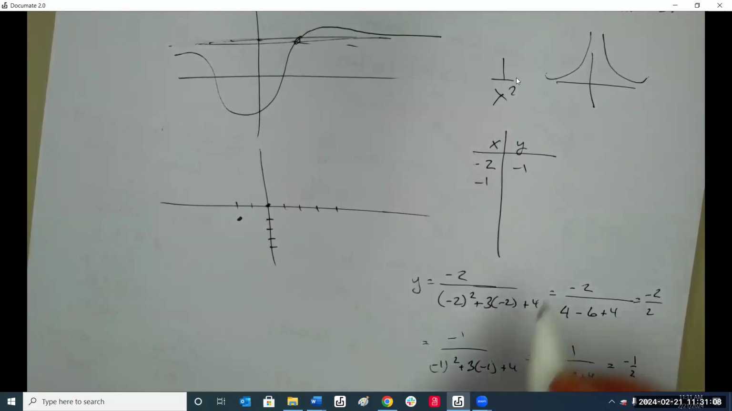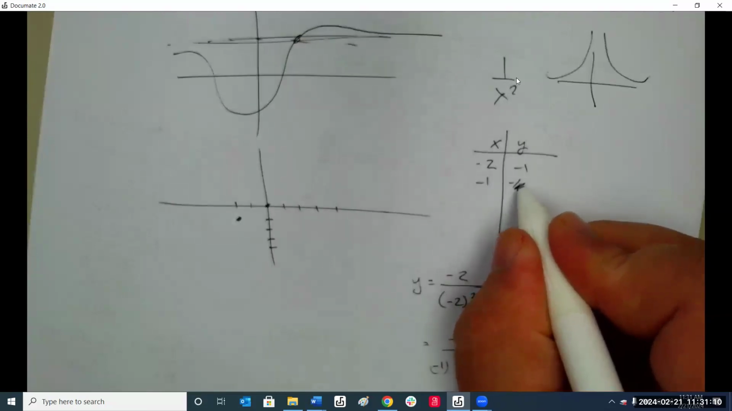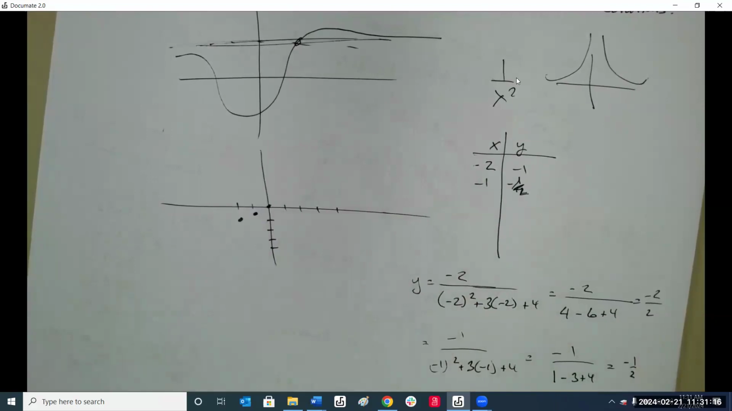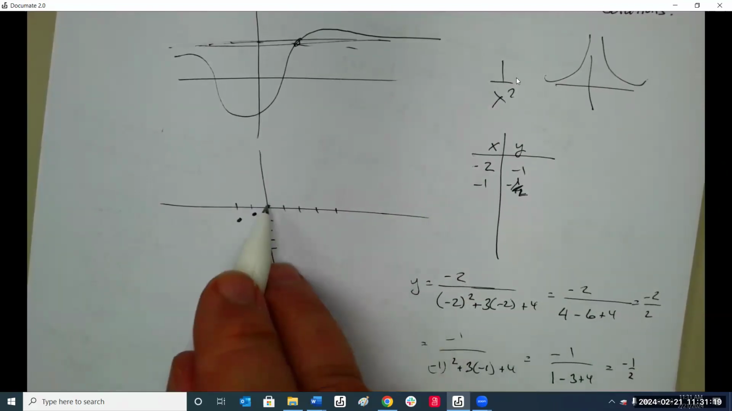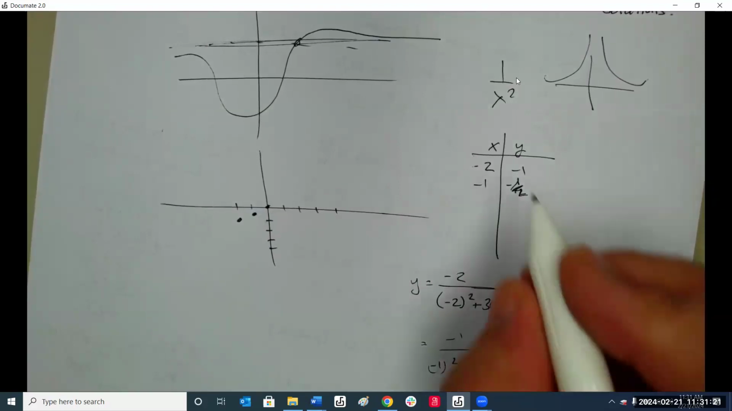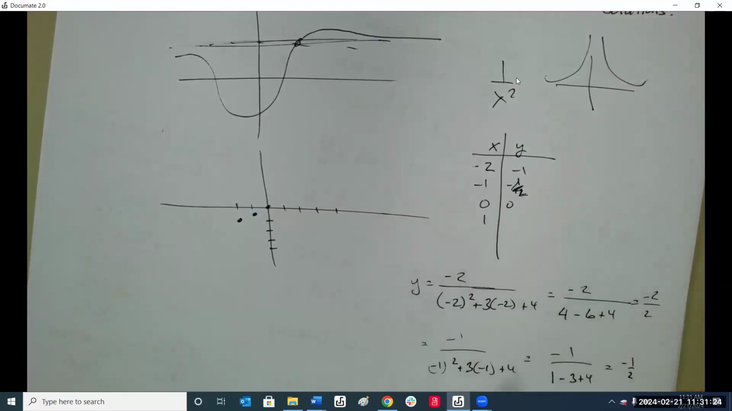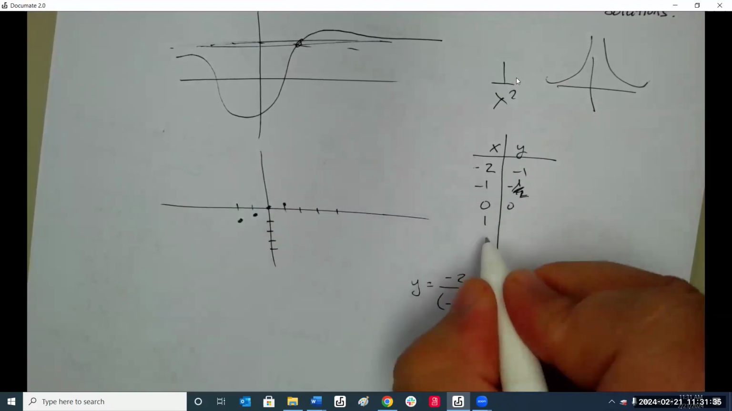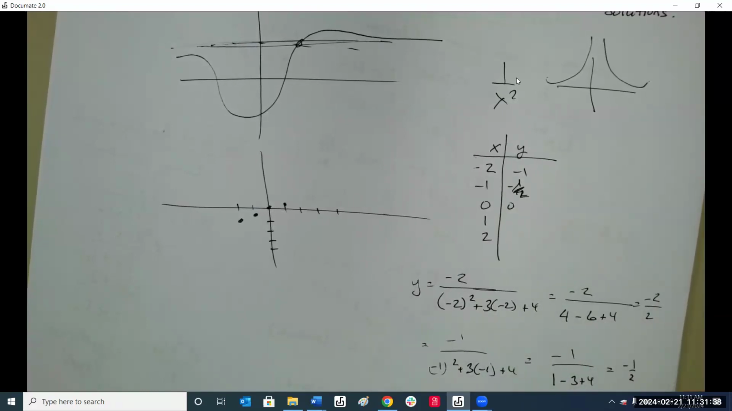It's 5 minus 3 is 2, so it's -1/2. At 0, it's 0. What about at 1? 1 plus 3 plus 4 is 1/8. At 2, 4 plus 6 plus 4, it's 1/7.